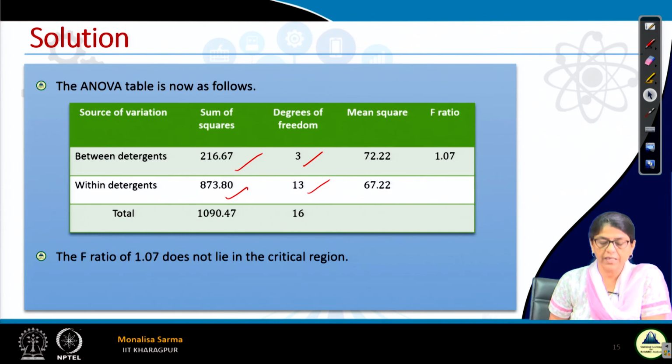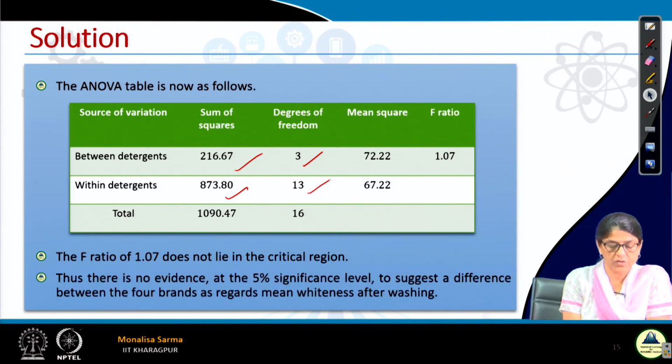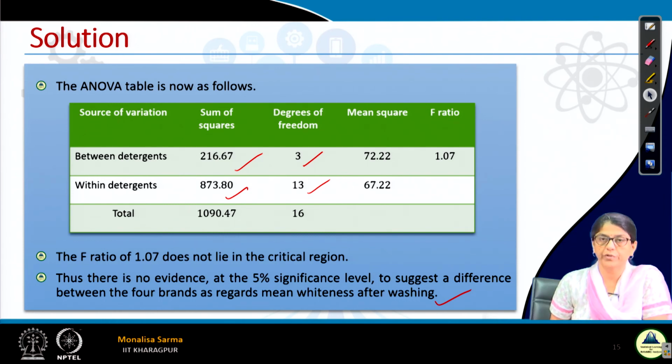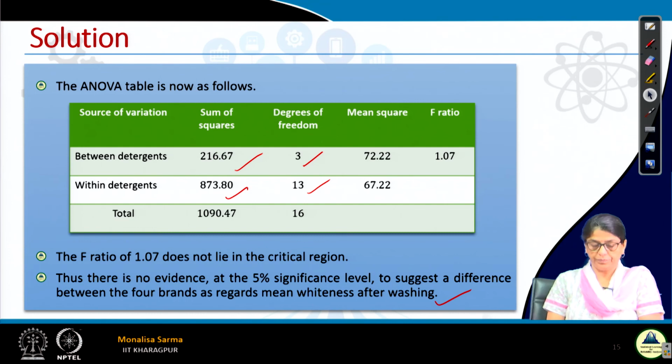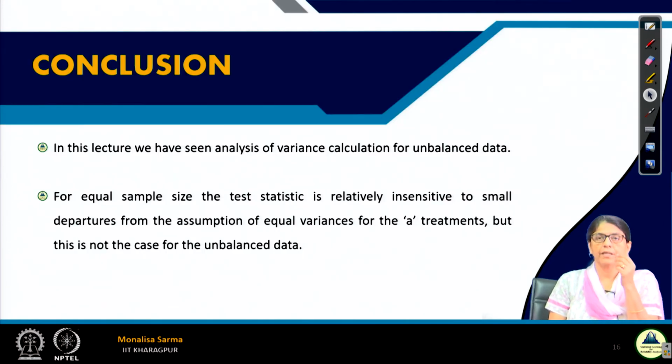So, the F ratio does not lie in the critical region, thus there is no evidence at a 5% significance level to suggest a difference between the 4 brands as regards mean whiteness after washing. So, there is no evidence to suggest that there is a difference of whiteness in the different 4 brands. Okay. So, that is what we have seen for ANOVA.